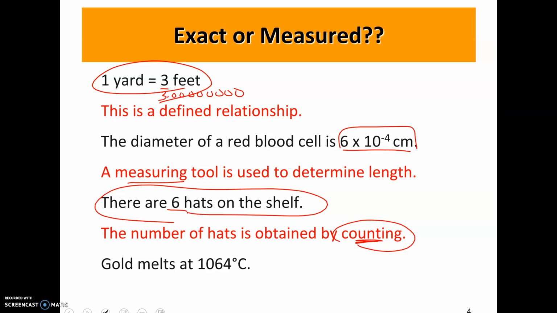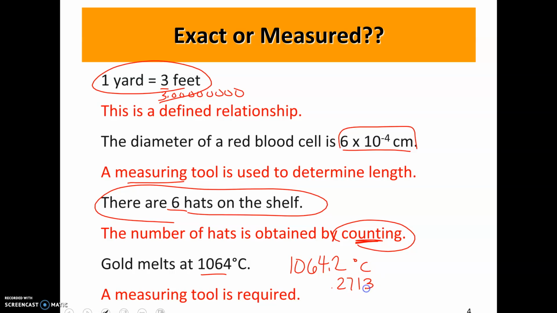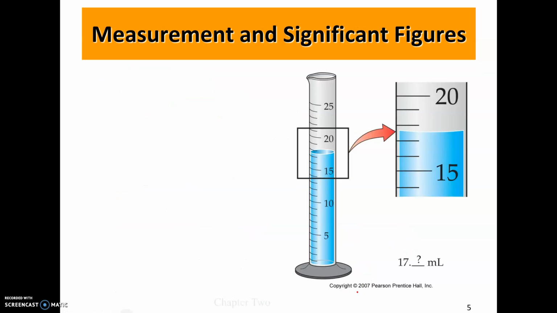So conversion factors and counting are our 2 scenarios where we don't have to worry about where to round. Those are exact numbers. Our last one, gold melts at 1064 degrees Celsius. This is a measured number. If I had a better thermometer, maybe I would know that it's 1064.2 degrees Celsius. Or maybe if I had an even better one, it's 1064.2713 degrees Celsius. So depending on how precise my measuring tool is, I can get more and more precise with my answer.